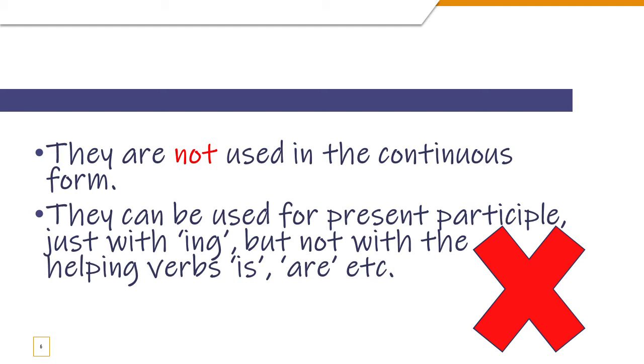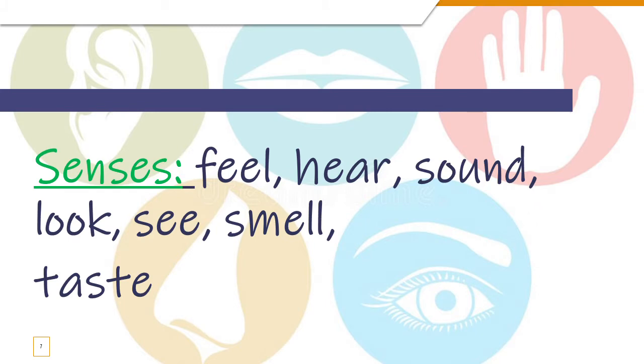So let's look at what the stative verbs are. Stative verbs talk about senses. As we know, when you're talking about senses, you're not doing anything physically. But again, each verb can have a dynamic meaning, which we're going to deal with later. So there's no need for confusion. The senses basically are feel or touch, hear, sound, look, see, smell, and taste. So these are the senses.